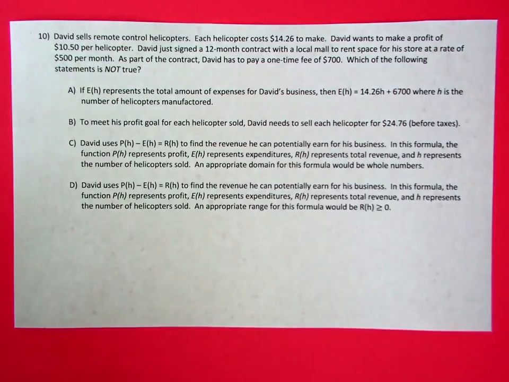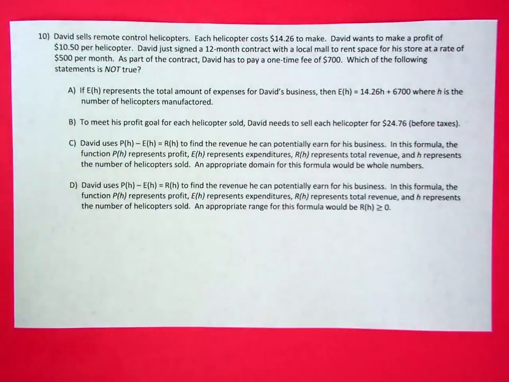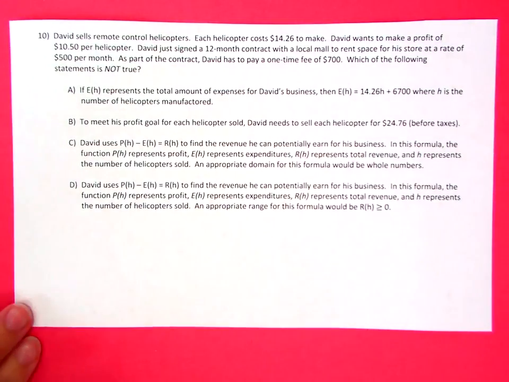In number 10, it says David sells remote control helicopters. Each helicopter costs $14.26 to make. David wants to make a profit of $10.50 per helicopter. David has just signed a 12-month contract with a local mall to rent space for his store at a rate of $500 per month. As part of the contract, David has to pay a one-time fee of $700. Which of the following statements is not true?